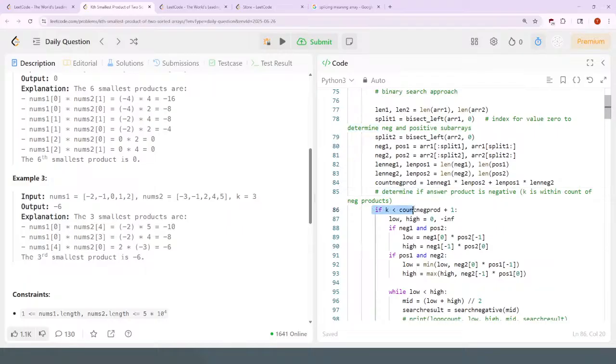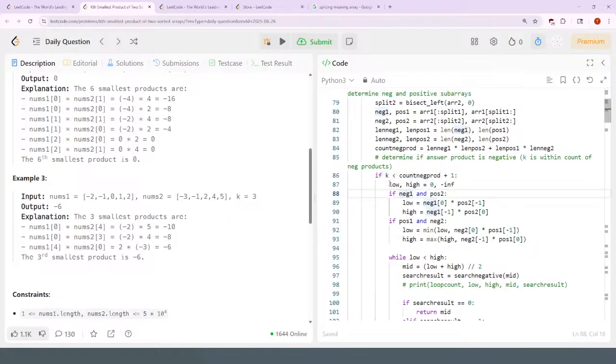So if your k value is in your negative product space, then to make the search a little faster, I don't think this is really necessary, this is just setting the low and high bounds to be something that is actually possible in your search space. So your lowest negative would be multiplying the value of the smallest negative, or the first negative in this case, with the biggest positive.